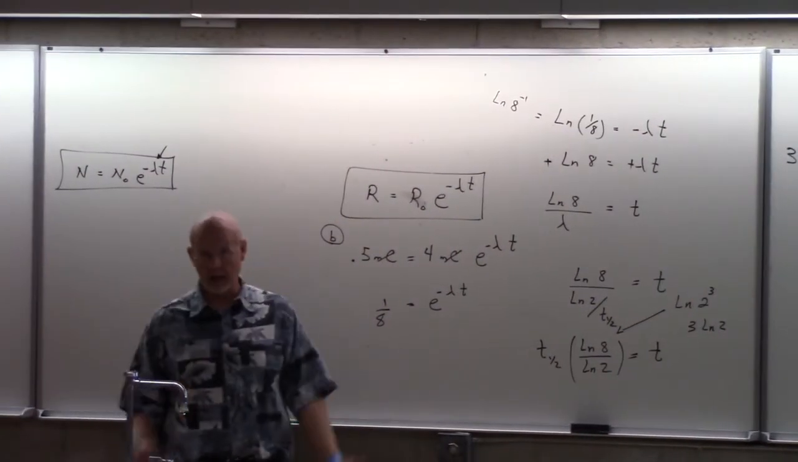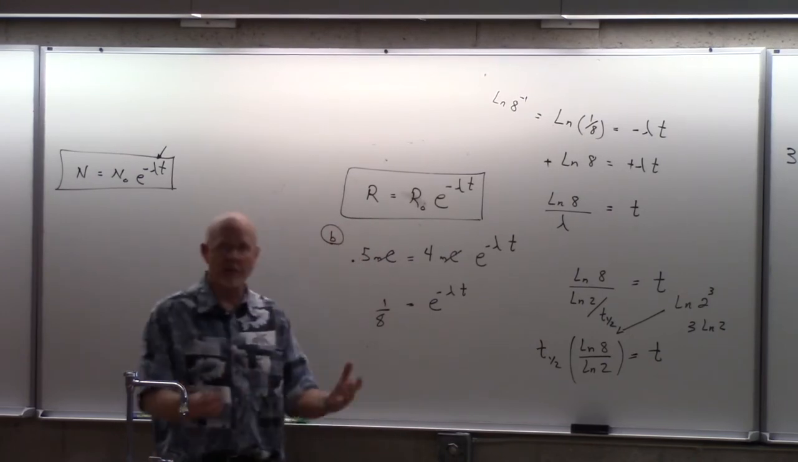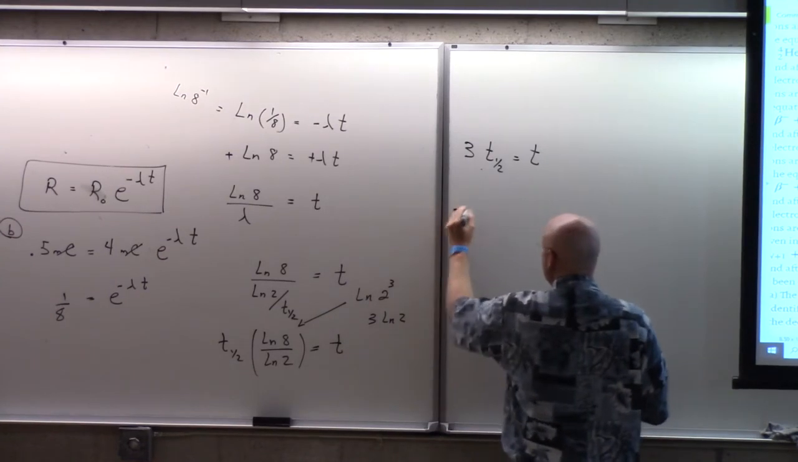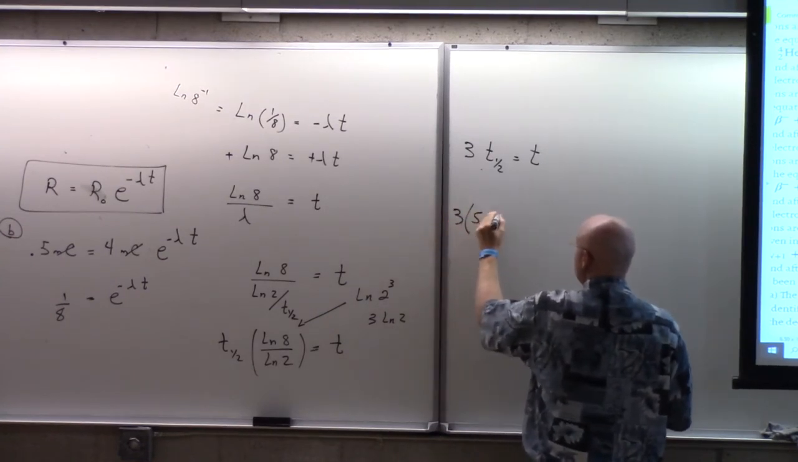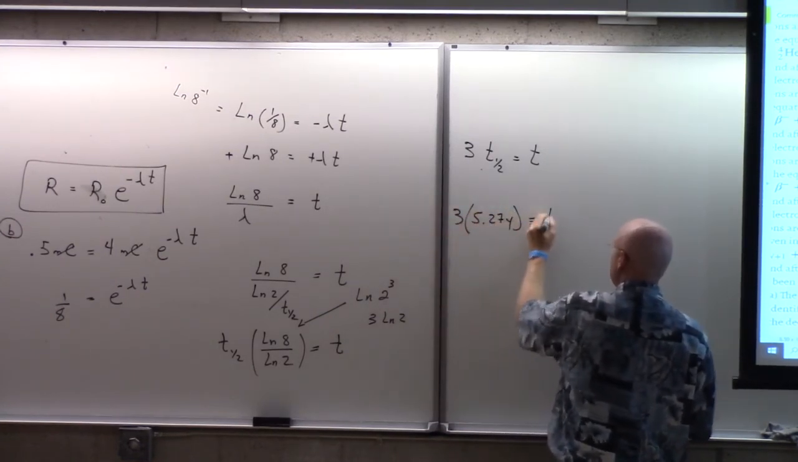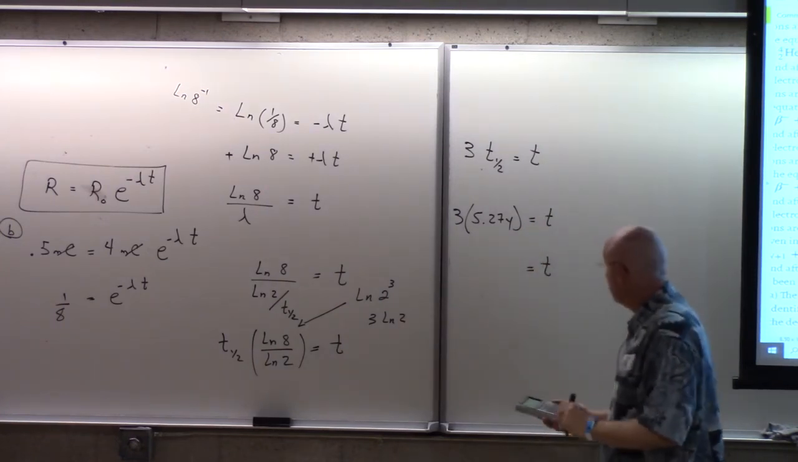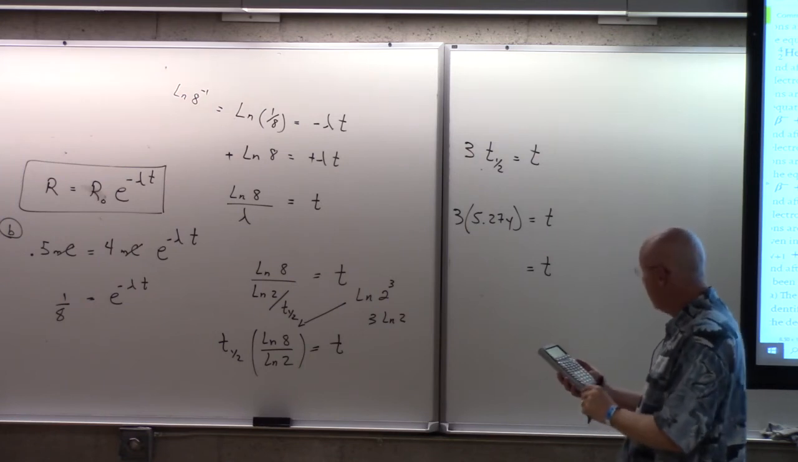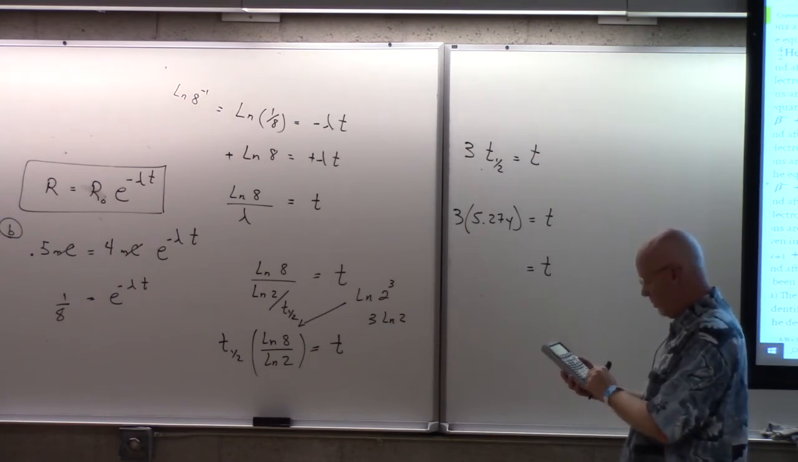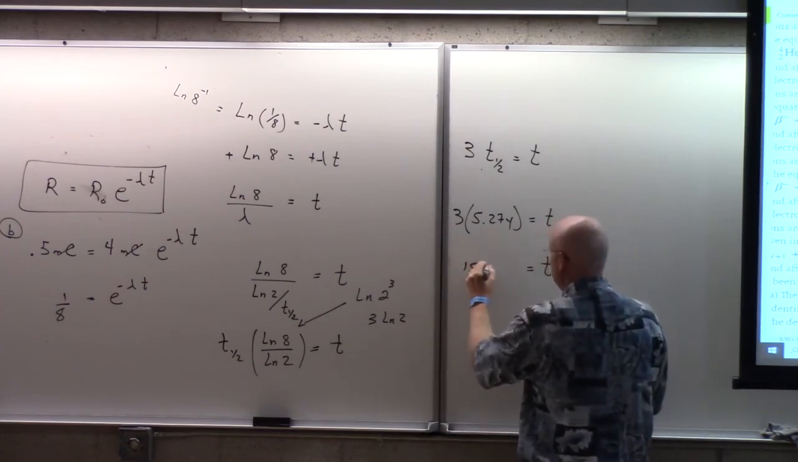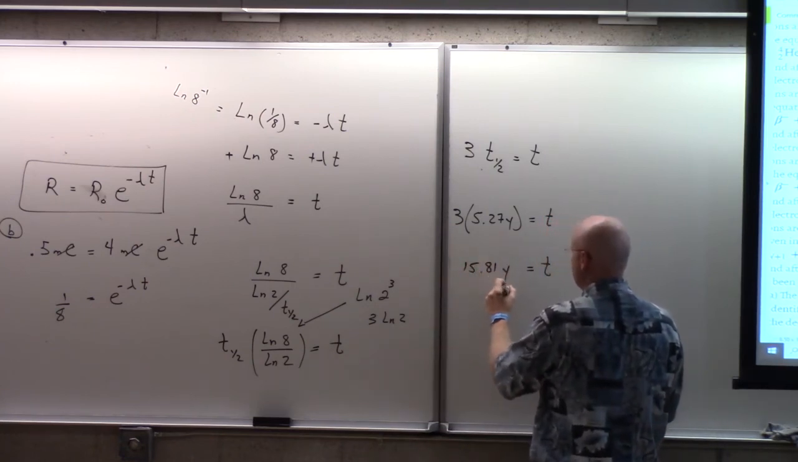And maybe you didn't recognize it. So I went through the math here. So we got 3 half-lives. And as I said, the half-life is 5.27 years. So this sample should be 3 times 5.27, 15.81 years old.